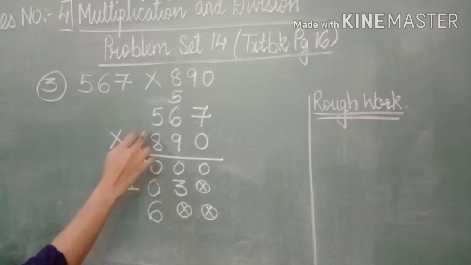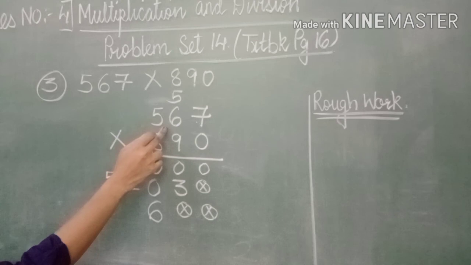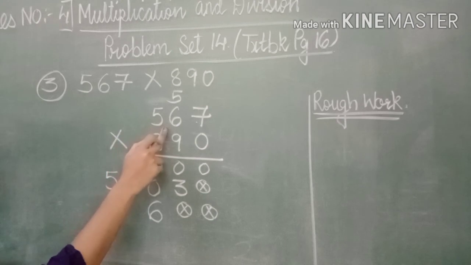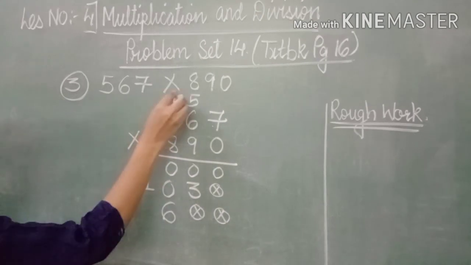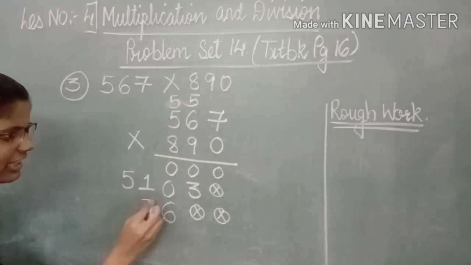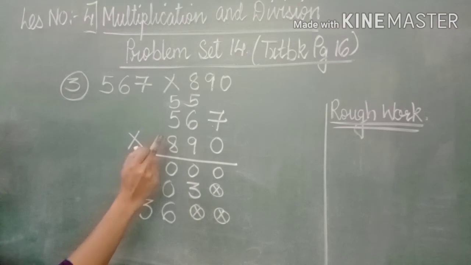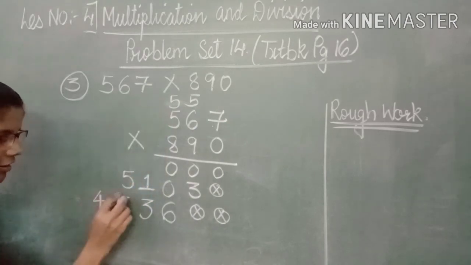Then 8 sixes are 48. 48 plus 5 becomes 53. So again 5 carried up, 3 written down. 8 fives are 40. 40 plus 5 becomes 45.